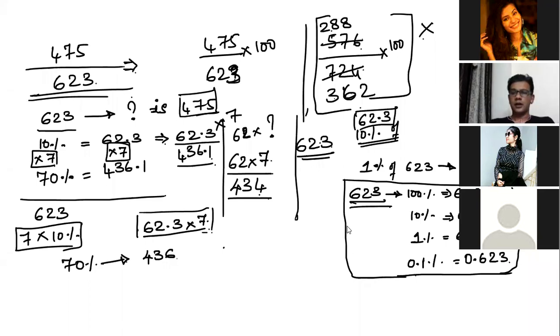From 10%, I got that 10% is 62. But that is not the value I'm searching for. I am searching for a value closer to 475. So I will look at 62 multiplied by what gives me a value closer to 475. I figured out that 62 into 7 gives me 436. What is 62? 62 is 10%. So if 62 into 7 is what I'm searching for, on the left hand side I should be searching for 7 into 10, that is 70%.